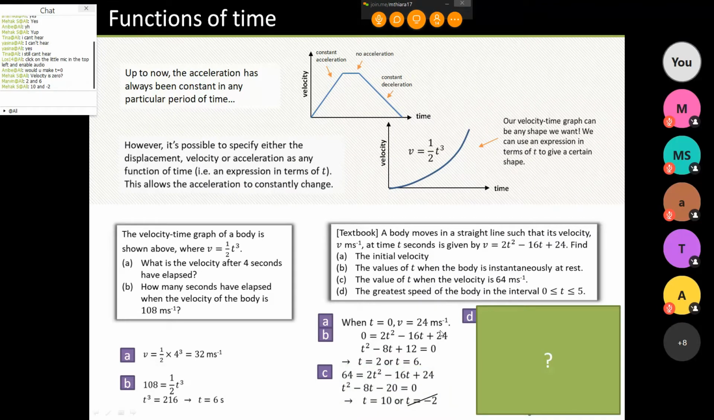Right. Now for part D, it's saying the greatest speed of the body in the interval that t lies between 0 and 5.